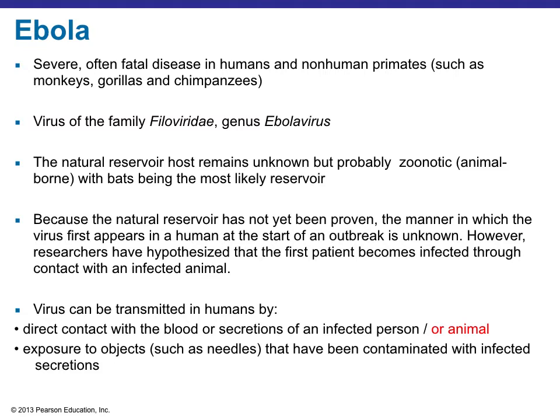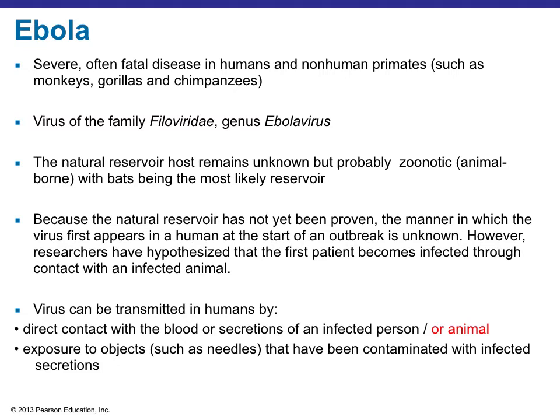It's a virus of the family Filoviridae, genus Ebola virus. The natural reservoir host for Ebola remains unknown, but it's probably zoonotic, animal-borne, with bats as the most likely reservoir. Because the natural reservoir has not yet been proven without doubt, the manner in which the virus first appears in a human at the start of an outbreak is unknown.